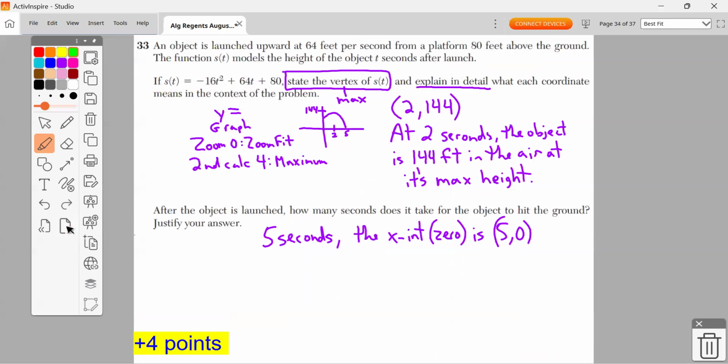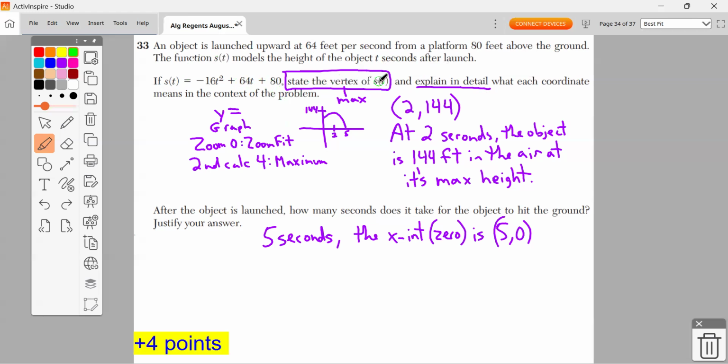In question number 33, another 4 credit question. An object is launched upward at 64 feet per second from a platform 80 feet above. The function s of t models the height of the object t seconds after launch. They give you the equation for s of t: -t squared plus 64t plus 80.